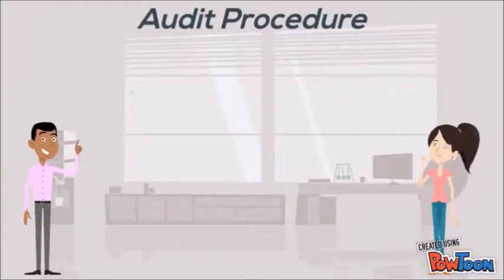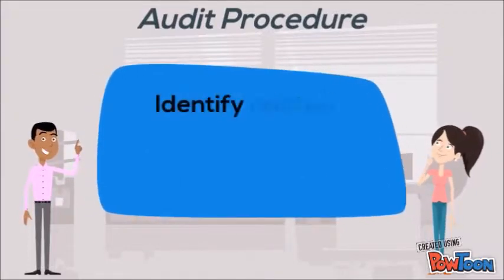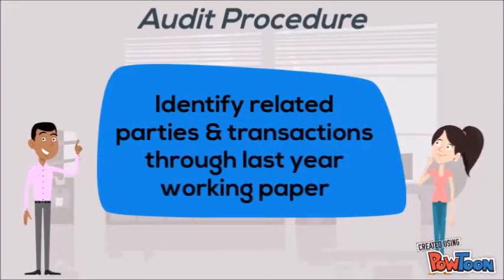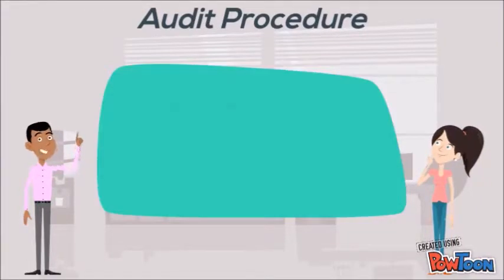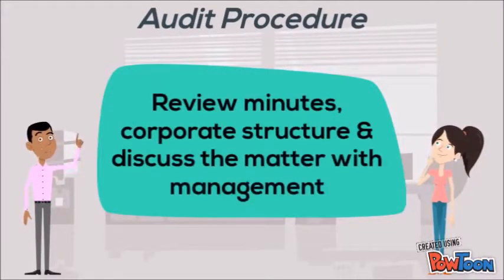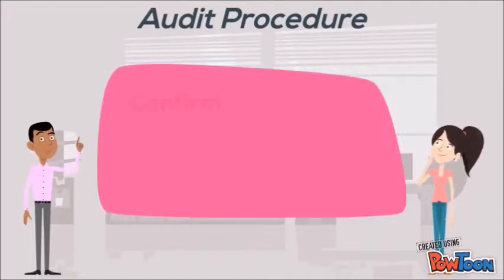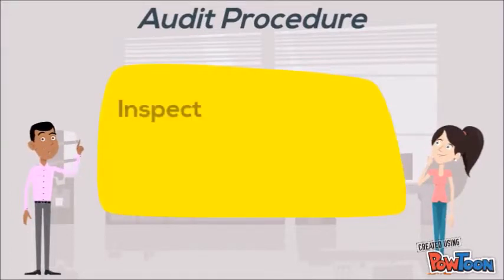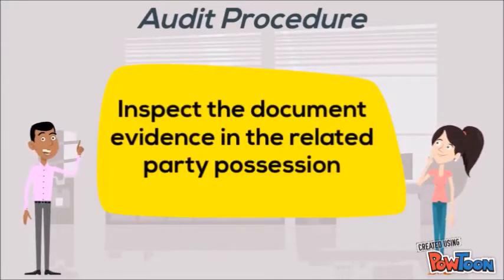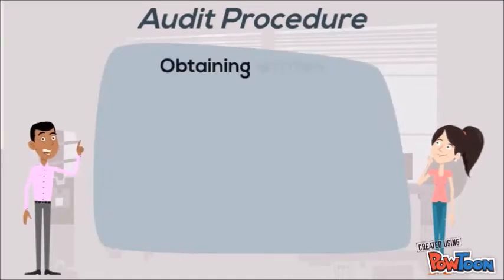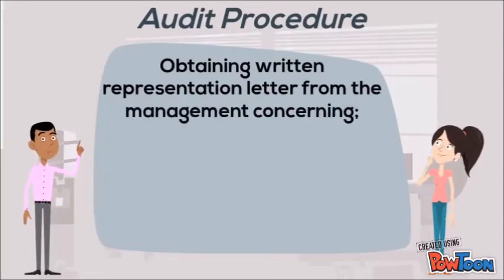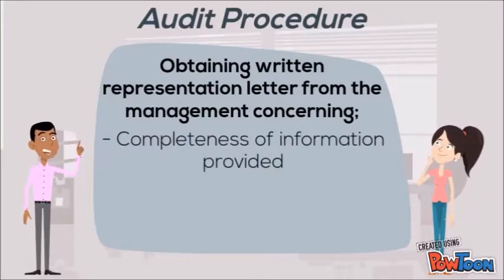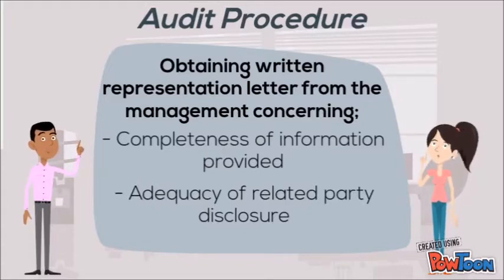Below are the audit procedures involved in related parties transactions. Among them are identifying related parties and transactions through last year's working papers, reviewing minutes and corporate structure, and discussing the matter with management; confirming the related party, terms and transaction amounts involved; inspecting the documented evidence in the related party's possession; and obtaining a written representation letter from the management concerning the completeness of information provided in the financial statements and also the adequacy of related party disclosure in the financial statements.